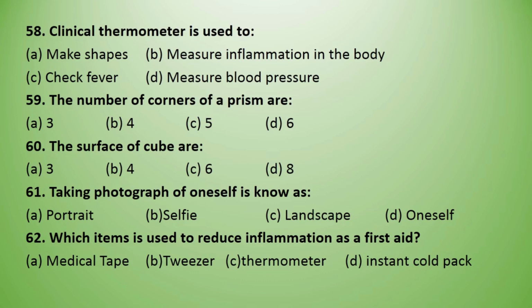62. Which item is used to reduce inflammation as a first aid? A. Medical tape, B. Tweezer, C. Thermometer, D. Instant cold pack. Answer is D. Instant cold pack.